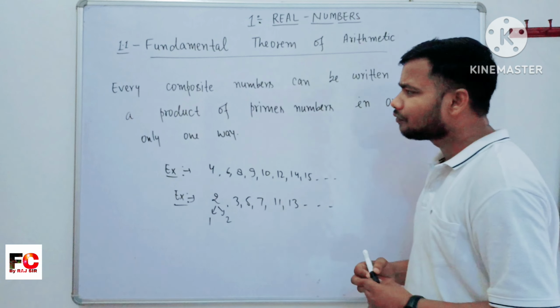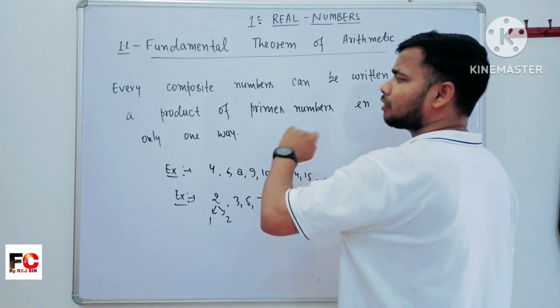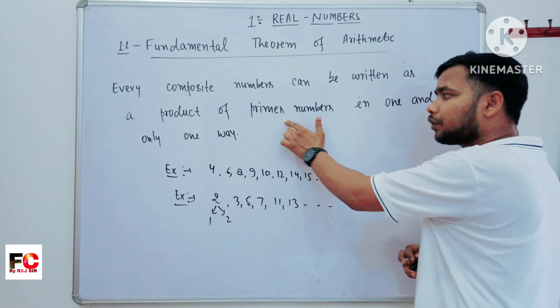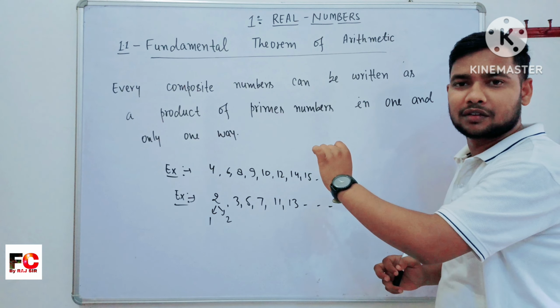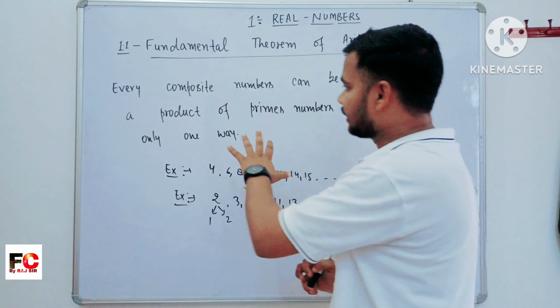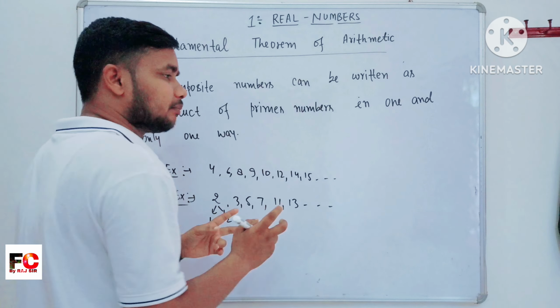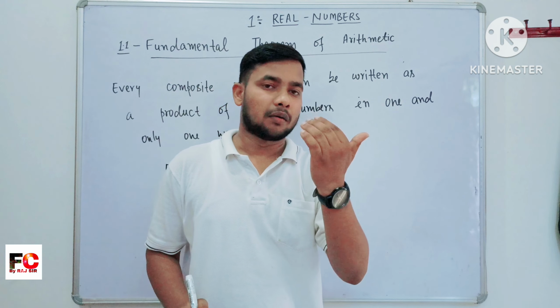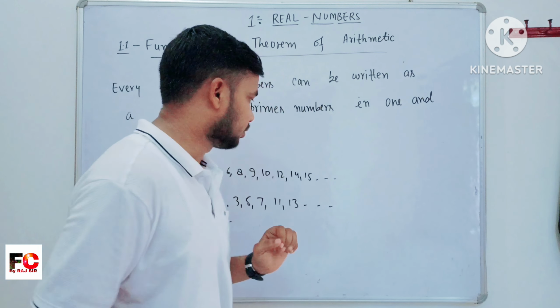What does this theorem say? This theorem says every composite number can be written as the product of prime numbers. If you do not understand this statement, give me 2 minutes. I will explain this statement by giving some simple examples.